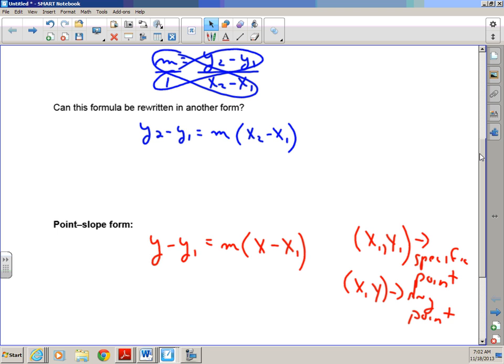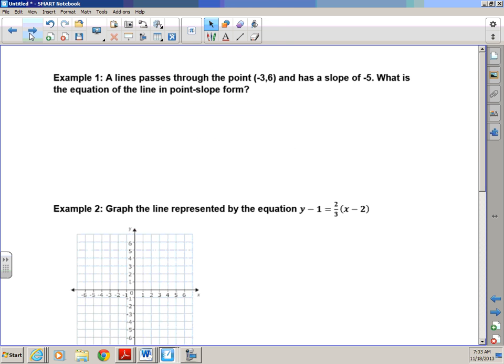This is very helpful, and the reason we teach this other method is if the y-intercept is not an integer, okay, this is a little bit easier to do. So, let's do slope and point-slope form. A line passes through the point negative 3, 6 and has a slope of negative 5. What is the equation of this line in point-slope form?